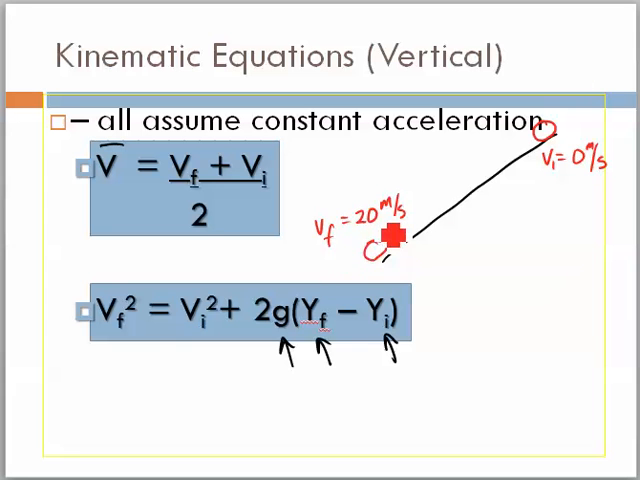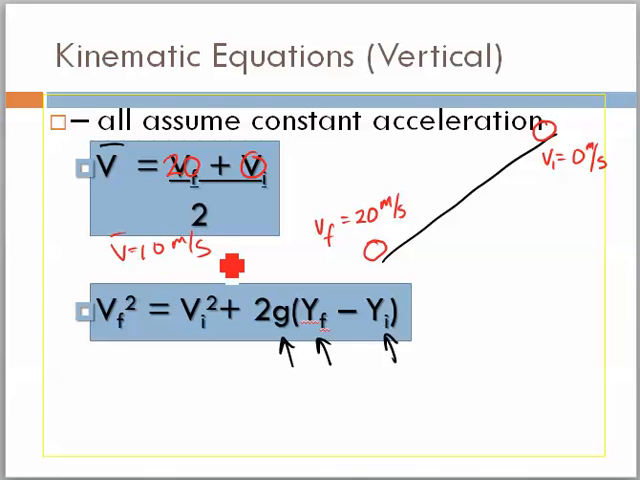Well, what was its average speed over the course of this way of rolling down the hill? Well, our average equation over here says that we can simply put 20 in, we can put 0 in, and 20 plus 0 is 20, divided by 2 is 10. So its average speed was 10 meters per second.